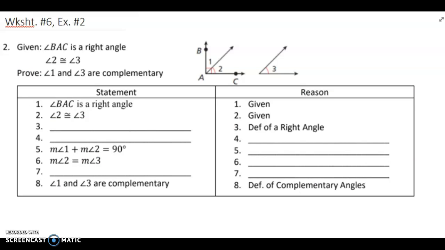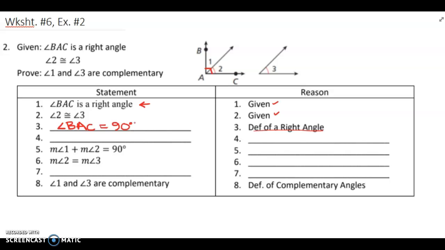All right, so we're given that BAC is a right angle, and if we look, it already has the box, so that's helpful, so that's given. And then it's also given that angle 2 is congruent to angle 3. That's given as well. All right, well, on number 3, we have a blank on the left, but on the right it says definition of a right angle. Okay, well, it tells us here BAC is a right angle, so doesn't that mean that angle BAC has to equal 90 degrees? Because isn't the definition of a right angle an angle that's 90 degrees?